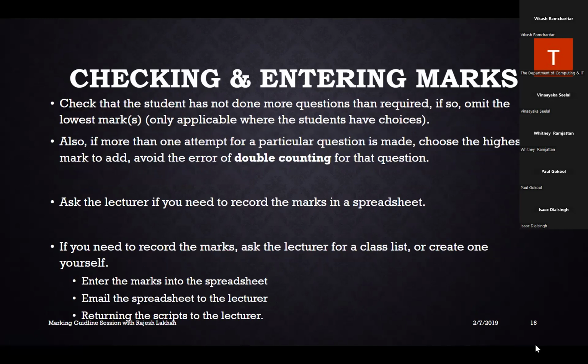Check that the students have not done more questions than required. If so, omit the lowest marks. I mentioned this already. Where applicable, students have choices. Also, if more than one attempt for a particular question is made, choose the highest mark to add. I mentioned this already. Ask the lecturer if you need to report the marks on a spreadsheet. So sometimes, most likely, the markers will report the marks.